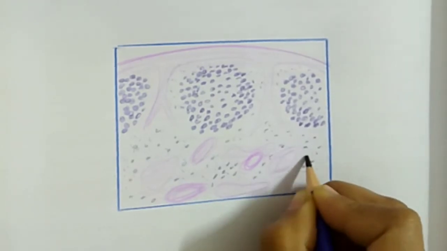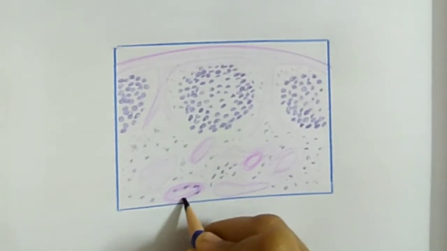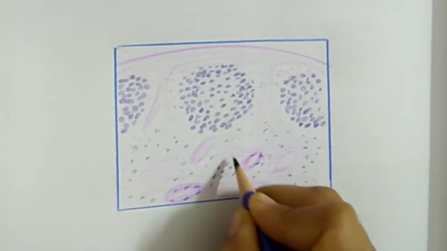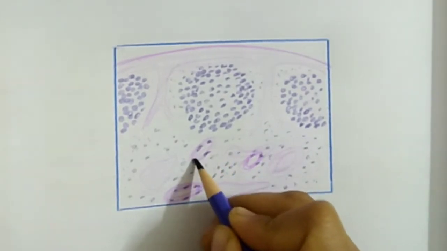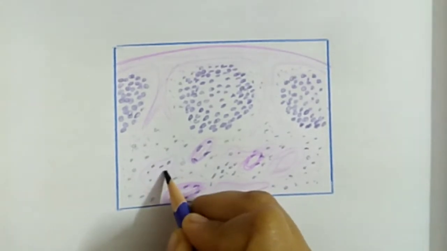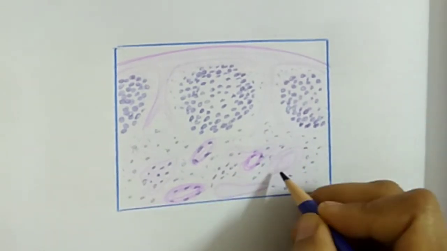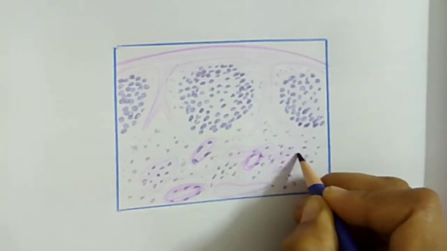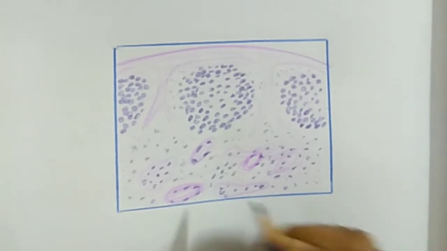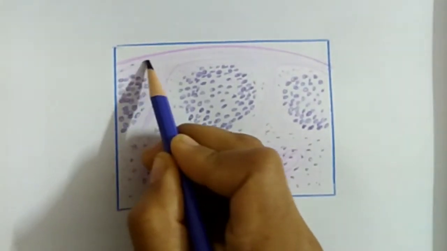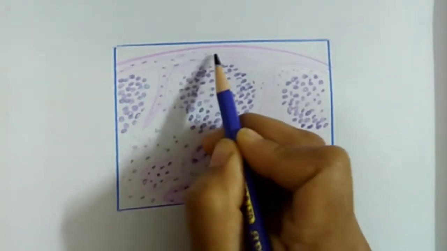So lymph node is covered by the capsule. The lymph node lies along the lymphatic channels. Here we are not drawing, but the afferent lymphatic vessels enter into the lymph node. There are many afferent lymphatic vessels that enter through the capsule, but only one efferent lymphatic vessel that exits through the hilum of the lymph node.